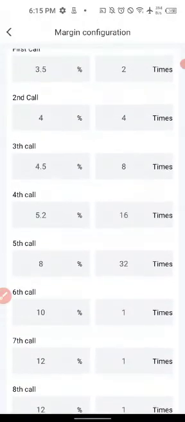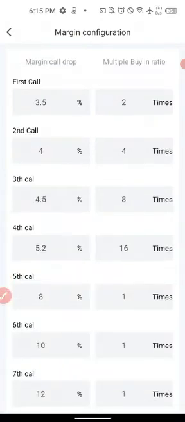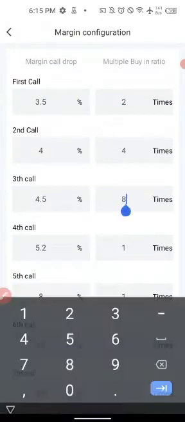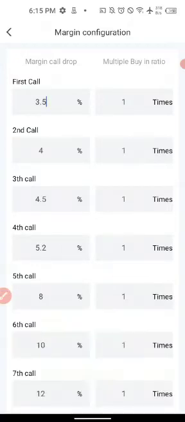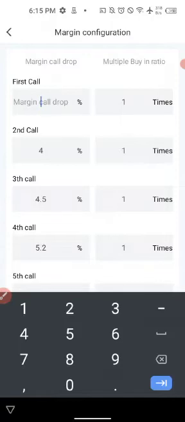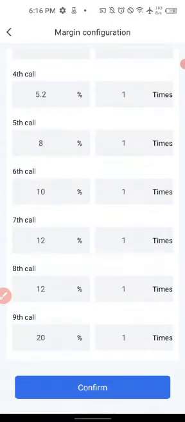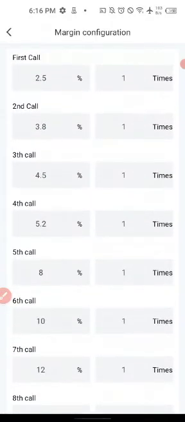So what I'm telling the bot is, if the price drops by this percentage, buy one times my initial value, meaning buy $10 if I'm starting with $10. If it drops by this particular percentage, buy one times my initial value. So my first callback would be 2.5, second would be 3.8. I'm just doing this. The goal is my last one is to be 20. So I'm just using different intervals at which the market can drop.